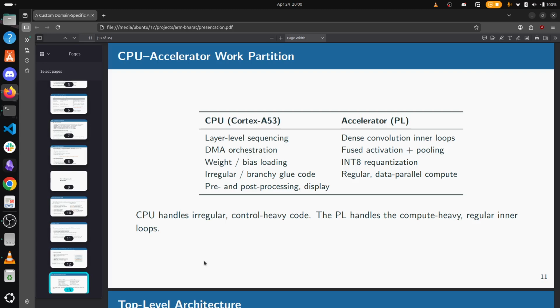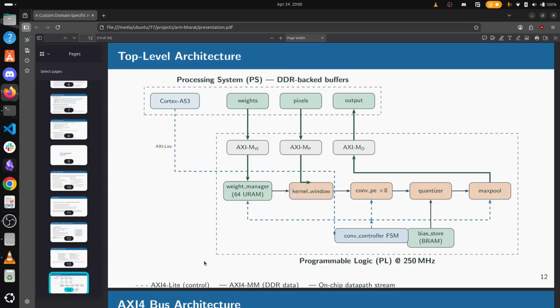So in short, the CPU will handle the irregular parts and the controlling of the accelerator. The accelerator will handle the computationally heavy parts of the process. This is the top level architecture. So you can see that we have our ARM processor here. The weights of the model will be loaded, the image pixels will be loaded, and a memory will be allocated for storing the output result also, like the classification of the object detection.